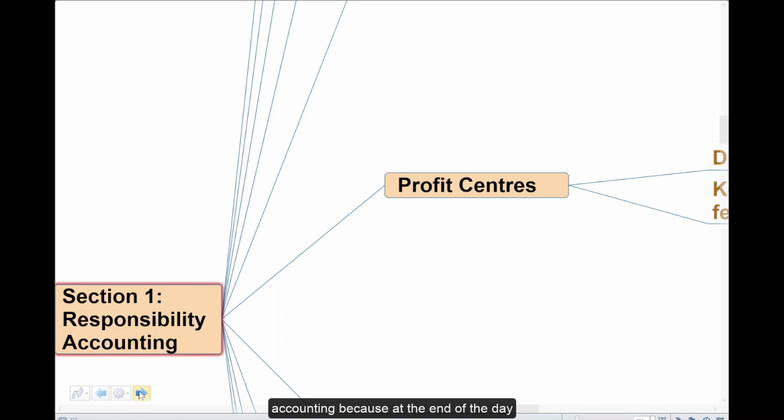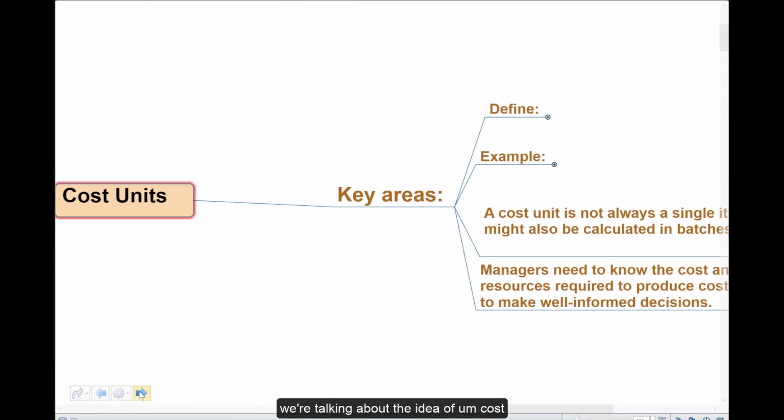Because at the end of the day, these responsibility centers, as we'll see, will distinguish between control over costs and indeed control over different types of costs. Let me explain what I mean more thoroughly. We're talking about the idea of cost units and indeed cost units related to centers. Now, what do we mean by a cost unit?